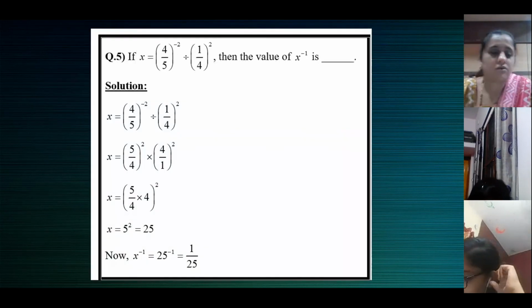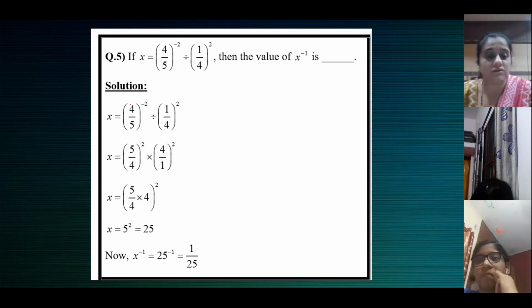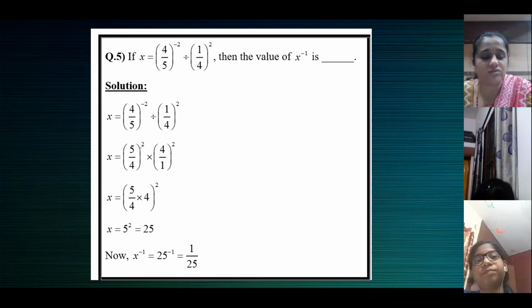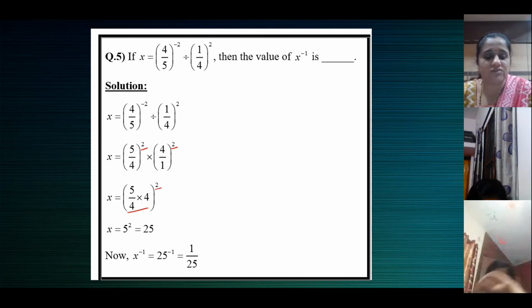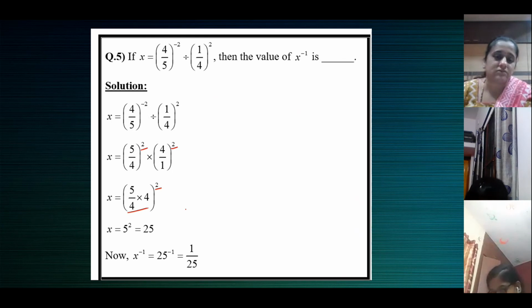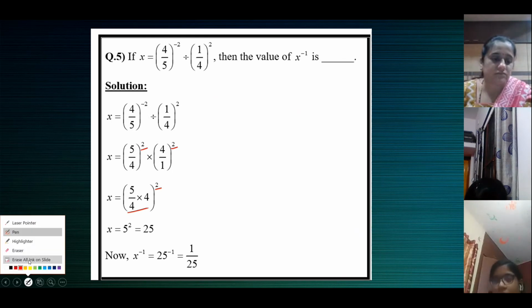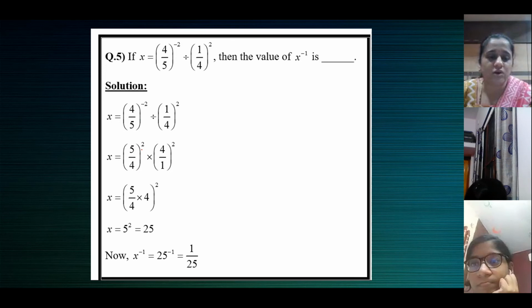Okay. So you can see I've done the same thing in this answer slide, but the difference is I've just used the law here. Bases are different, but the powers are the same. So I've multiplied the bases and raised them to the same power. That's the only difference. Same thing like what we just understood, but I've just used the law here.